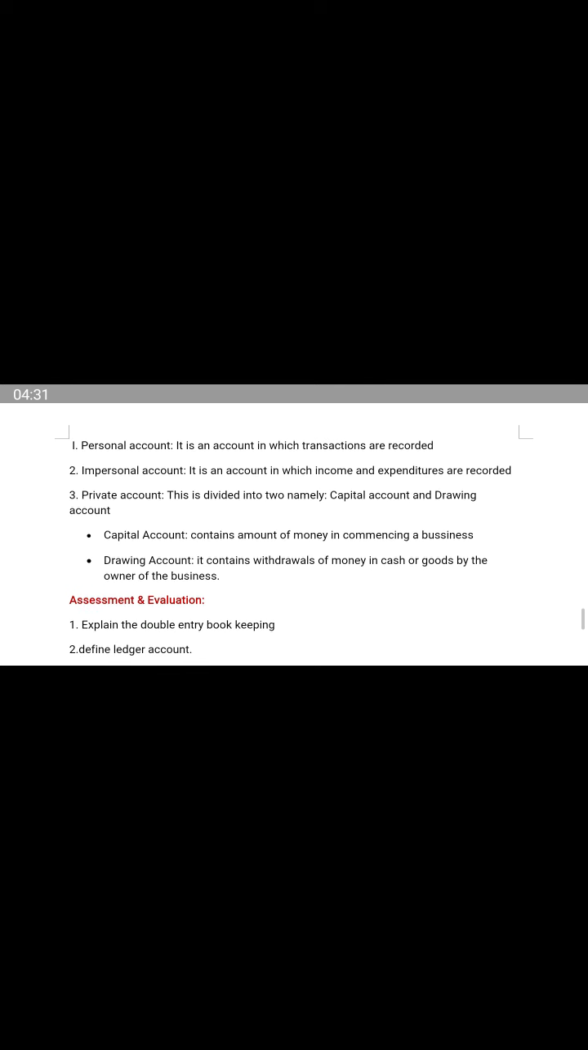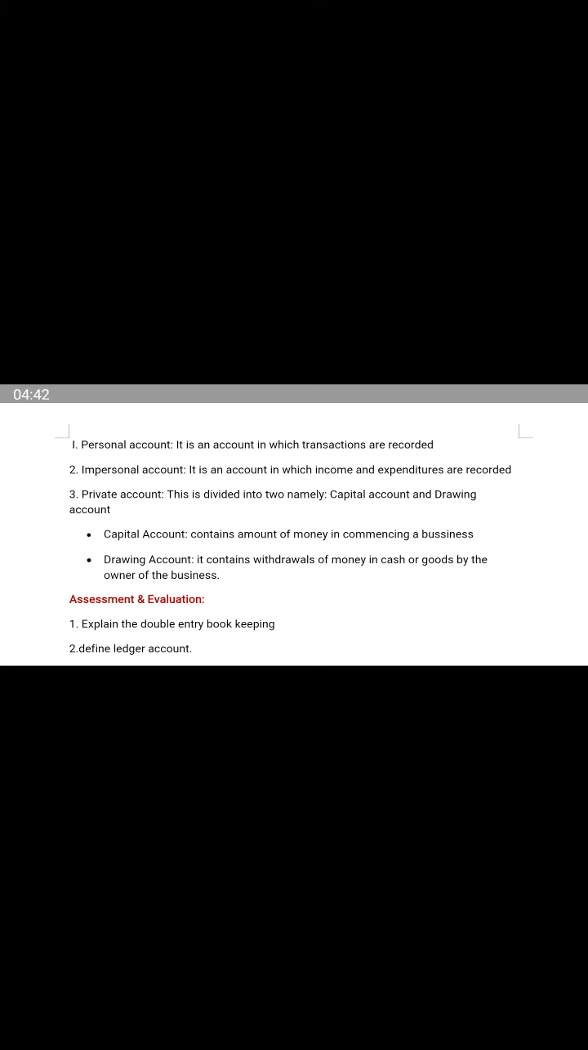We move to classes of accounts. Accounts are generally classified into personal accounts, impersonal accounts, and private accounts. What are personal accounts? It is an account in which transactions are recorded. In a personal account, we have the debtors account and the creditors account.